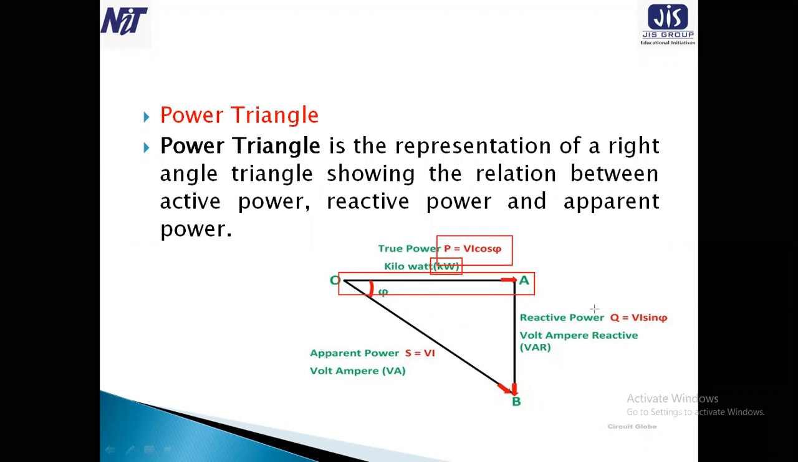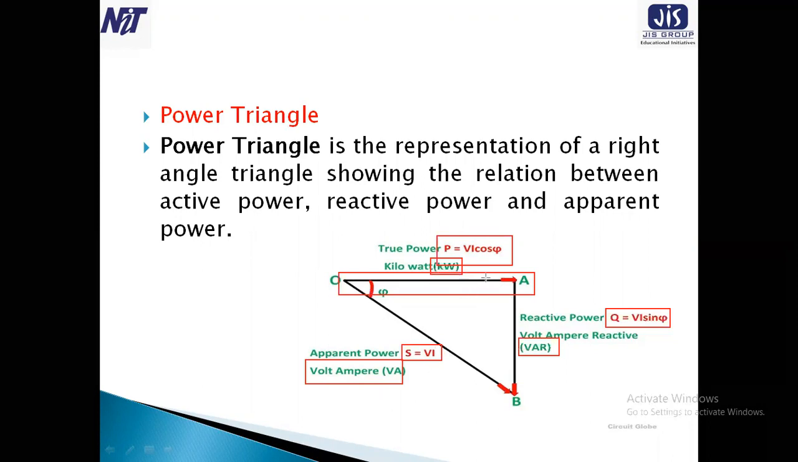And the reactive power Q equals VI sin phi, measured in volt ampere reactive. The third one is apparent power, which equals VI, measured in volt ampere. So if you follow, you can find that OB is the summation of OA plus AB. In the last slide, I proved how S equals VI.